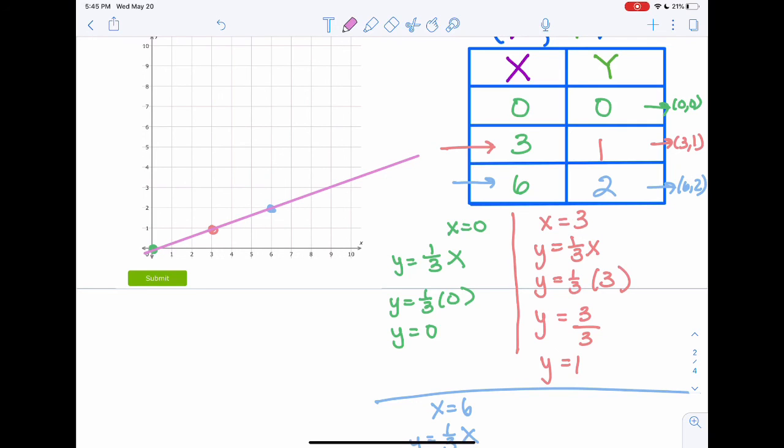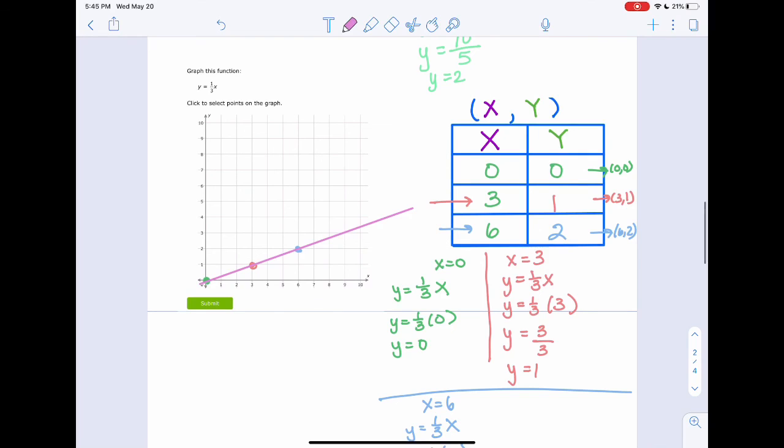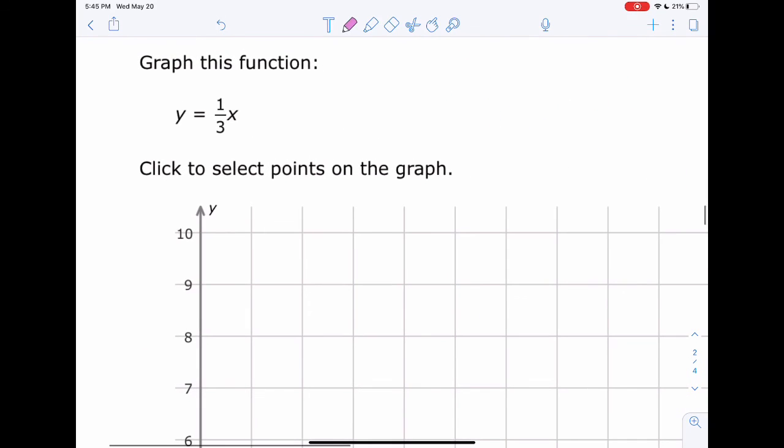And that's it, you guys, okay? So when it comes to graphing lines that have a fraction, so when you're going to pick numbers to substitute in for x, I would pick numbers that are divisible by the number in your denominator.